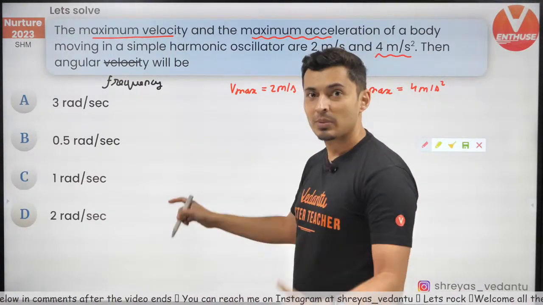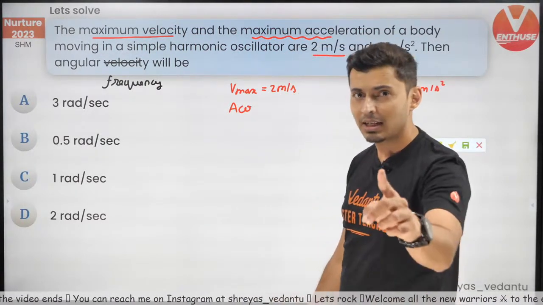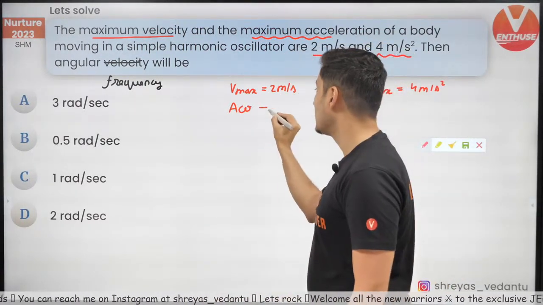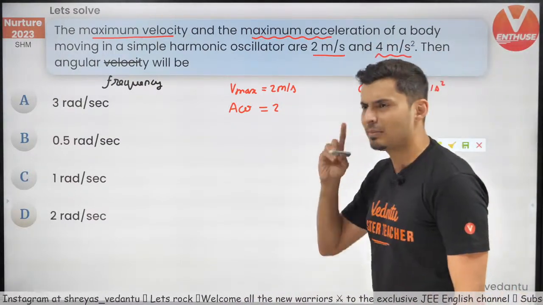I think I know. The maximum velocity is nothing but given by A into omega. Correct? A into omega is the maximum velocity. So that is equal to 2. Similarly think, what is the formula for maximum acceleration?